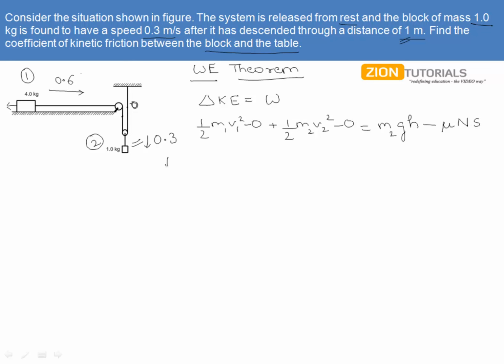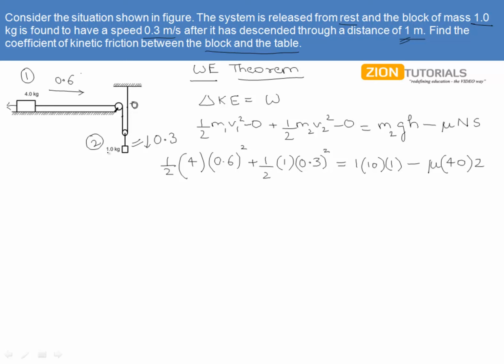Putting the values over here, we get half into m1, that is 4, v1 square, that is 0.6 square, plus half m2, which is 1, v2 square, that is 0.3 whole square, equals m2, which is 1, g, that is 10, and h, that is 1, minus mu, which we need to find out, n, which is simply mg over here, so it is 40, and the distance s, that is actually 2.